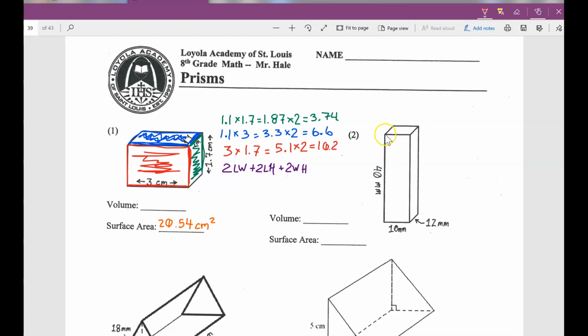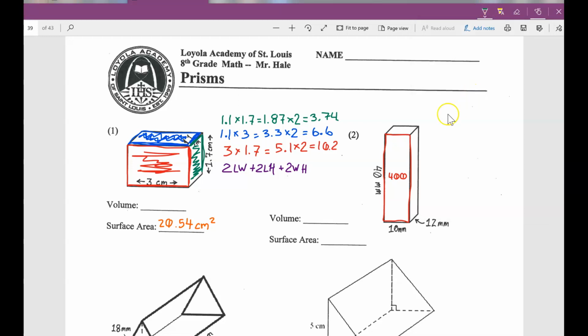All right, so what is our front and back? We have our front face here in red, and that is 10 across by 40 tall, so that's 400.